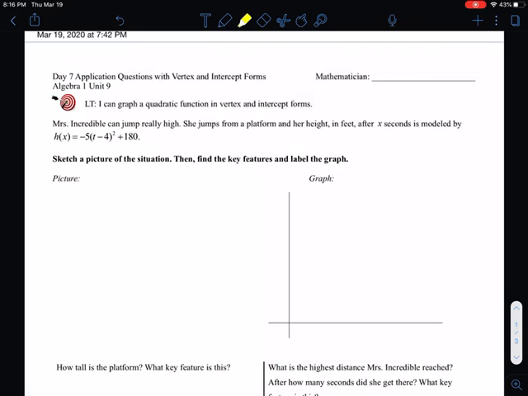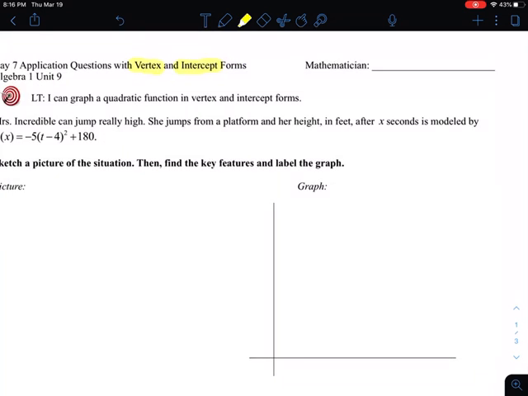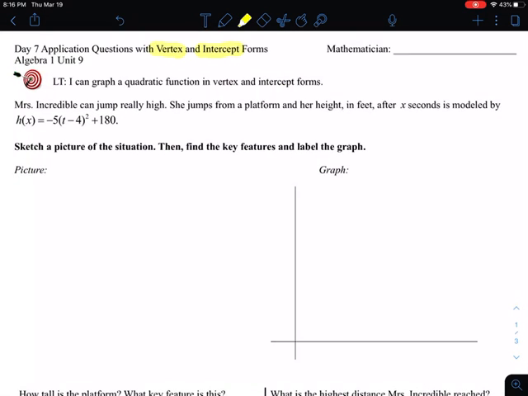Today, let's go ahead and talk about some application questions with quadratic equations in Vertex and Intercept forms. So let's take a look. Mrs. Incredible can jump really high. She jumped from a platform and her height in feet after x seconds is modeled by this equation right here. And this should say x, not t.